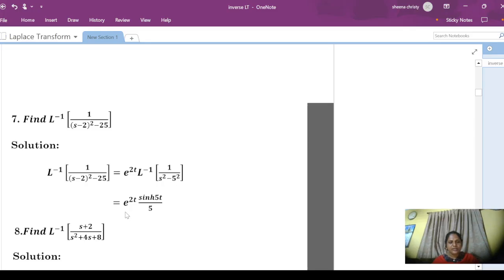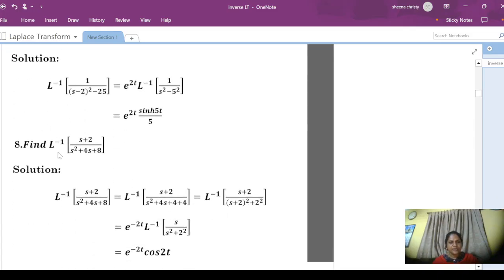e power 2t. This is the formula for sine hyperbolic. 5 is missing in the numerator. So multiplying and dividing by 5, you will get sinh 5t by 5.